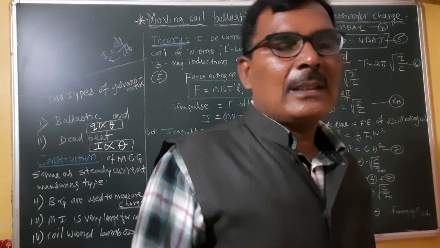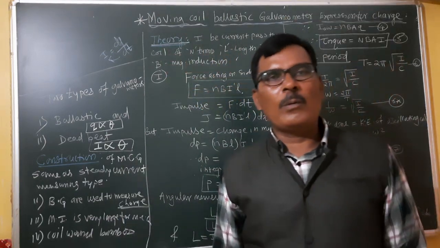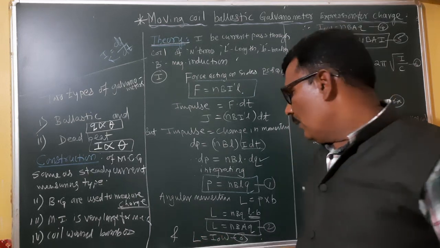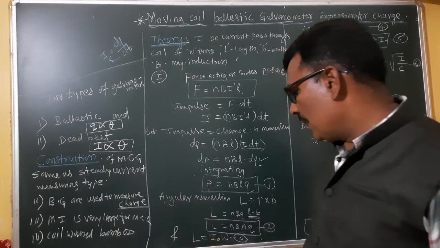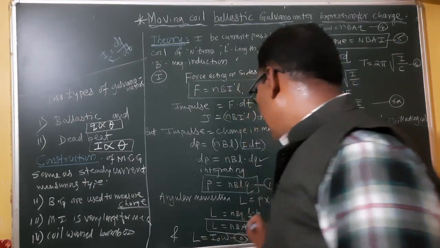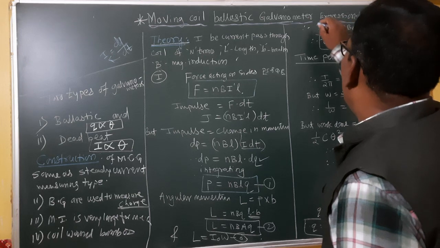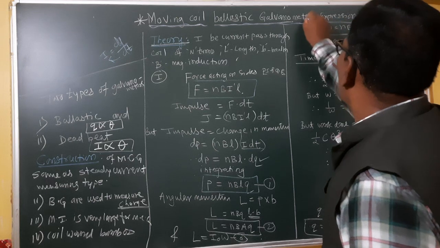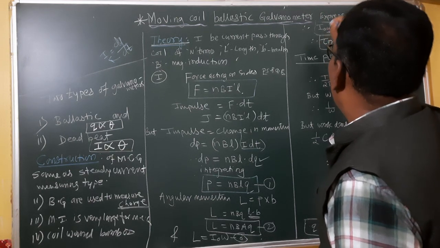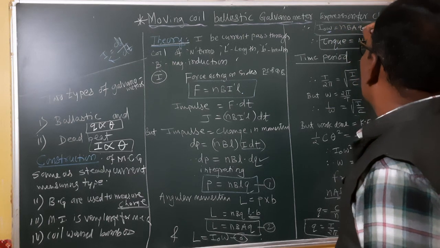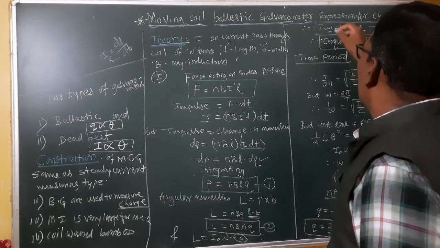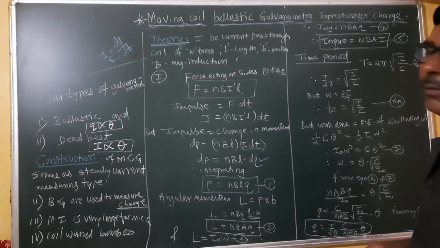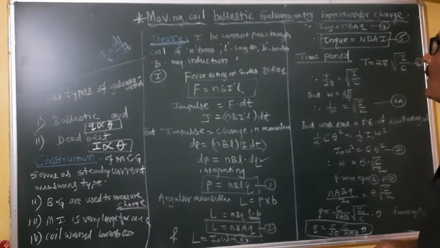Basically, in 11th, 12th standard, angular momentum is the product of moment of inertia and angular velocity. That is, L is equal to I0 into omega. From equations 2 and 3, the left-hand sides are similar. Equating equations 2 and 3, what do you get? That is, I0 omega is equal to NBA into Q. This equation is very important here. From this equation, we find omega, that is, omega is equal to NBA into Q divided by I0. This is what we consider as the angular velocity for the moving coil ballistic galvanometer.